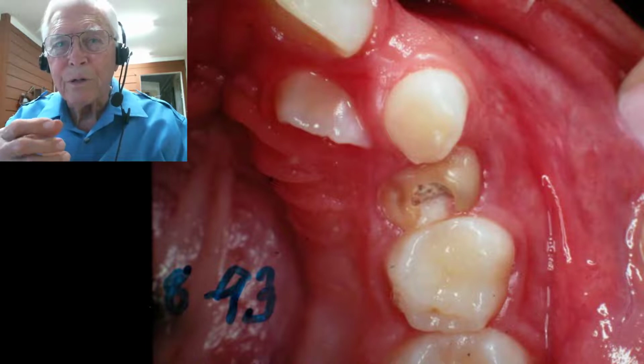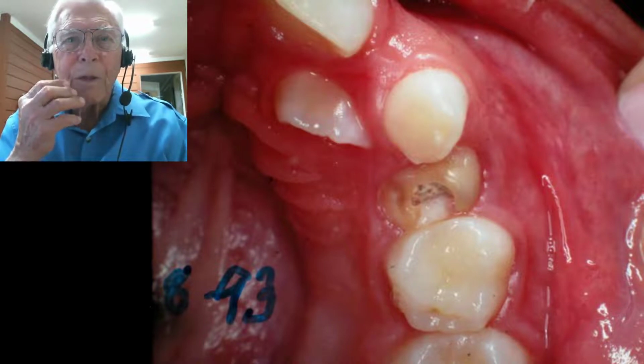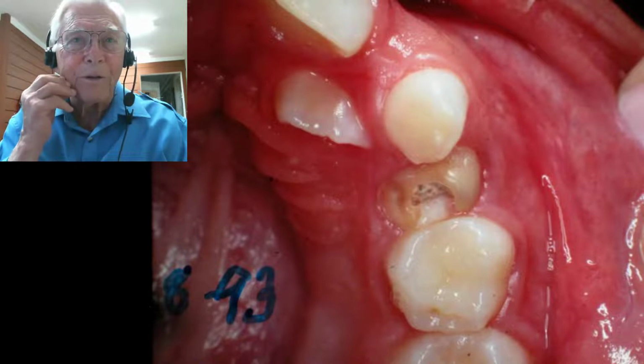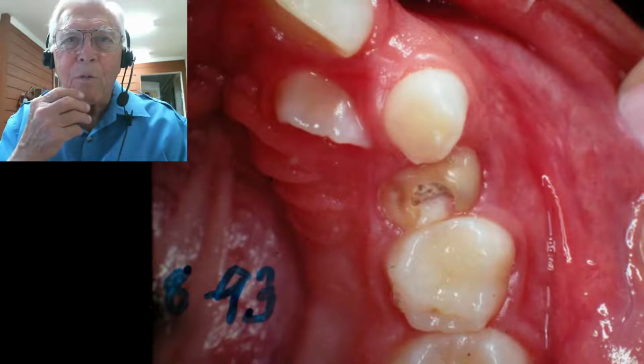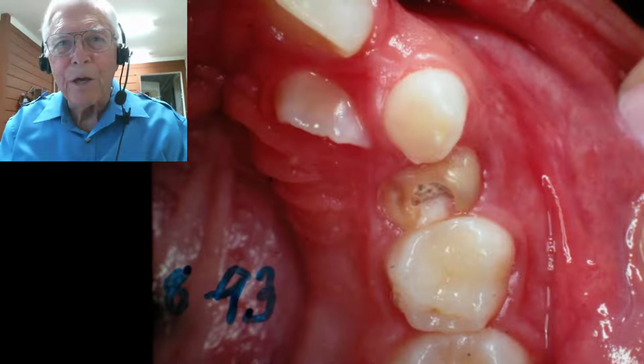But when I was in Enugu, Nigeria, I had a policeman come in who had a cyst caused by a follicular problem with an impacted cuspid. And this cyst was about as big as a small hen egg, here in the jaw. And I opened that up and got rid of the cuspid problem with the cyst. And we kept it open for several weeks. He would come back in every few days.